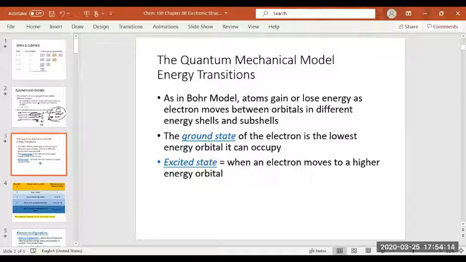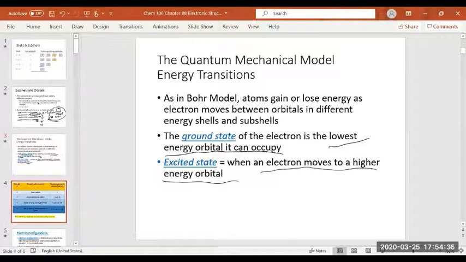You have to know we have the electron configuration in a ground state, which is the one that we will focus on, and we have the excited state. The ground state of the electron is the lowest energy orbital it can occupy. Excited state is when an electron moves to a higher energy orbital.